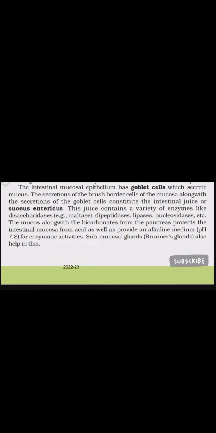The secretion of the brush border cells of the mucosa, along with the secretion of the goblet cells, constitute the intestinal juice or succus entericus. The juice contains a variety of enzymes like disaccharidases, maltase, dipeptidases, lipases, nucleosidases, etc. The mucus along with the bicarbonates from the pancreas protects the intestinal mucosa from acid as well as provides an alkaline medium, pH 7.8, for enzymatic activities. Some mucosal glands, Brunner's glands, also help in this.